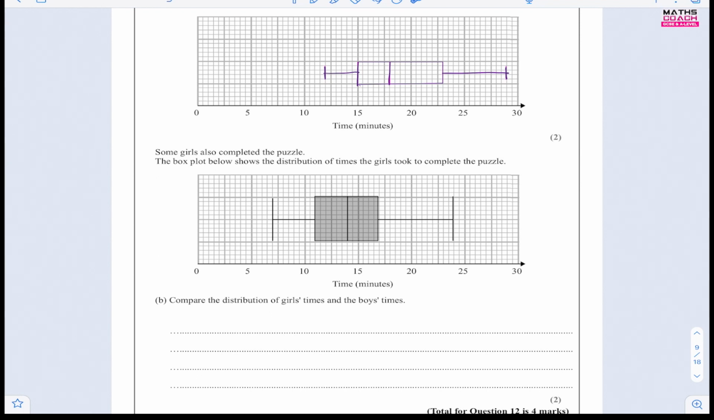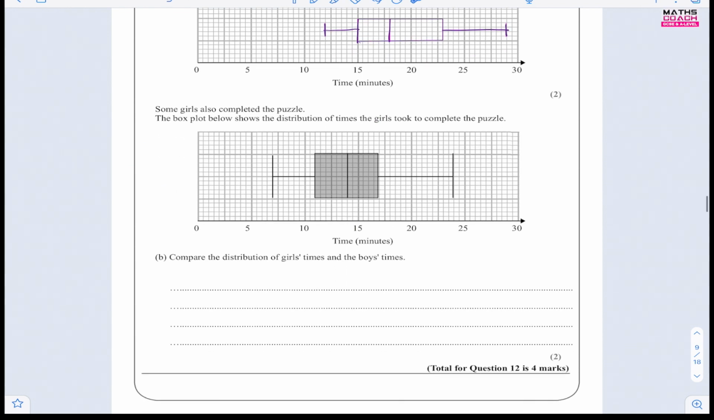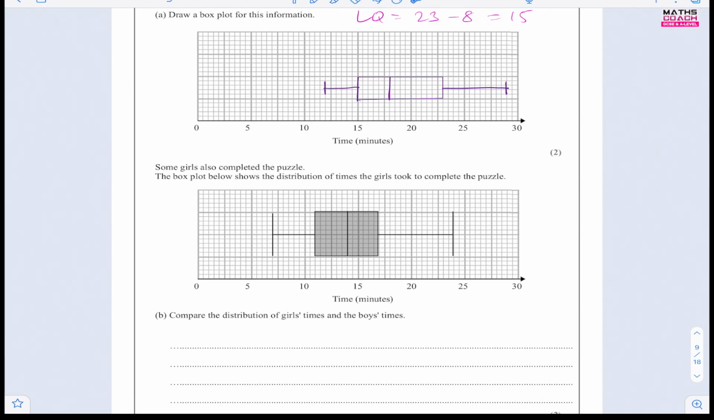Part B of this question says compare the distribution of girls' times and the boys' times. And it's given us the girls' box plot as well. So with these questions, you need to have at least 2 points because this question has 2 marks. So the first thing that we can compare is our interquartile range. You can see that the girls have a smaller interquartile range compared to the boys. So we can write down that the boys' IQR is larger. This means that the boys are less consistent than the girls.